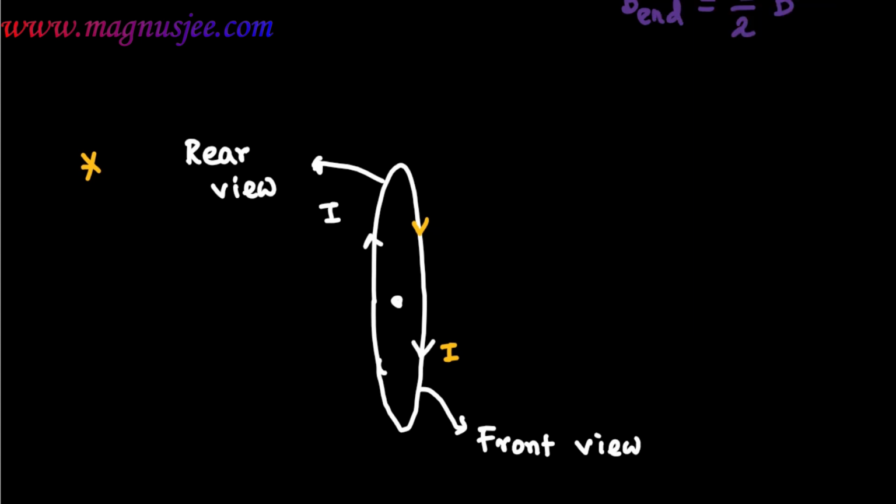At the center of the turn, magnetic field B will be acting towards right, as according to the right hand thumb rule or right hand palm rule. Magnetic field B will be acting towards right if current flows downwards with respect to the front view and current flows upwards with respect to the rear view. Hence, magnetic field B will be acting towards right at a point P inside the solenoid.